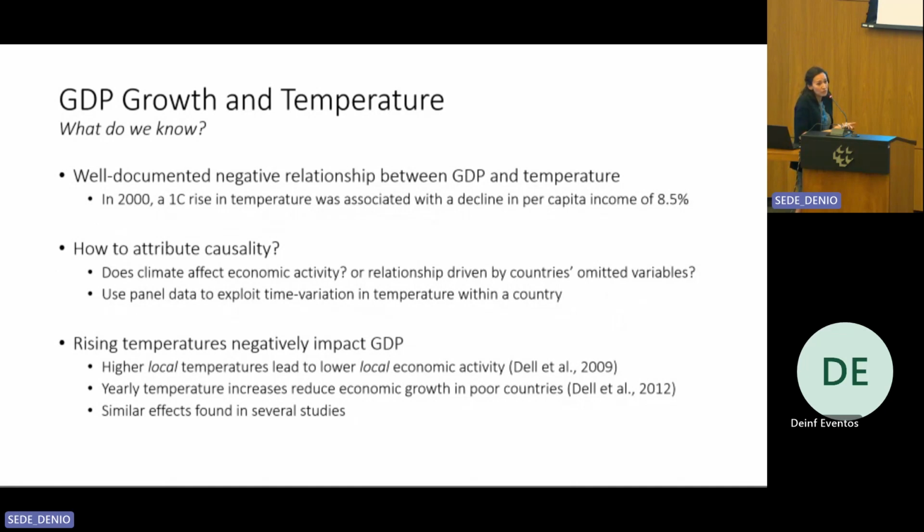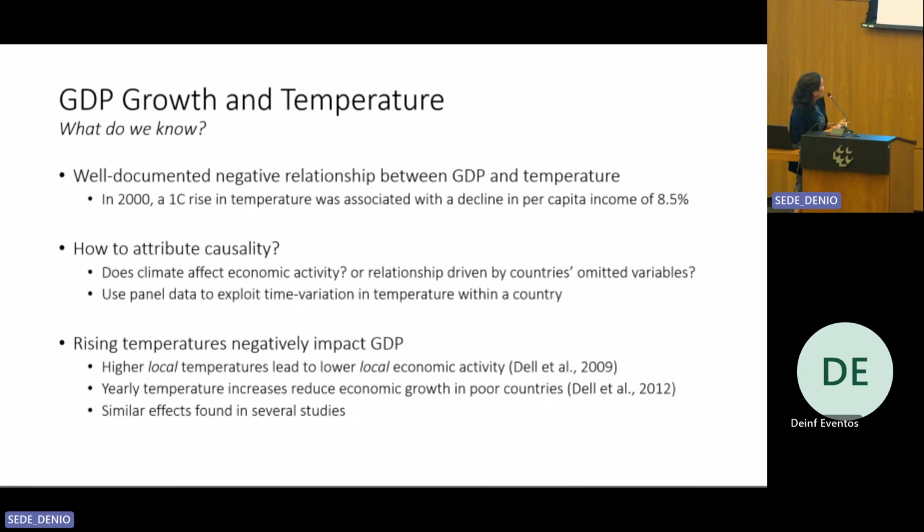However, what we don't know is, what is the causality? How to attribute causality, right? Here, does climate affect economic activity? Or is the relationship of climate and economic activity driven by countries' omitted variables, right? This is the challenge empirically to tackle.